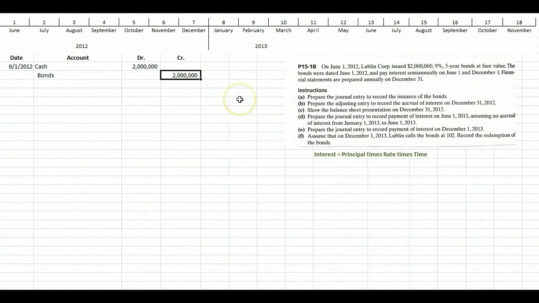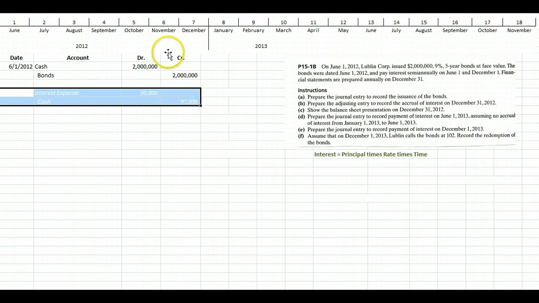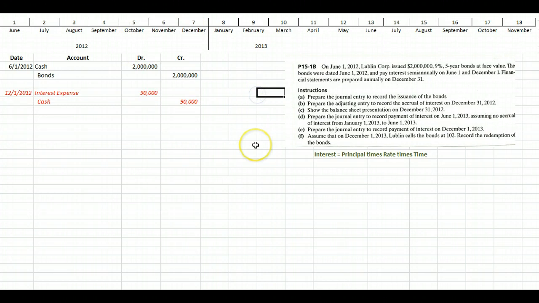What the homework problem doesn't ask us to do is the easy journal entry, the one on December 1st when we make the first interest payment. So if the bonds are $2 million worth of principal and the rate is 9%, that means a year's worth of interest would be $180,000. However, we only need half of that, so $90,000. Another way to do that calculation is to take $2 million of principal times the interest rate and divide that by 12, and that will give us 1 month's worth of interest. By the time we get to December 1st, we owe 6 months' worth of interest, so we multiply that times 6 and we get the $90,000.